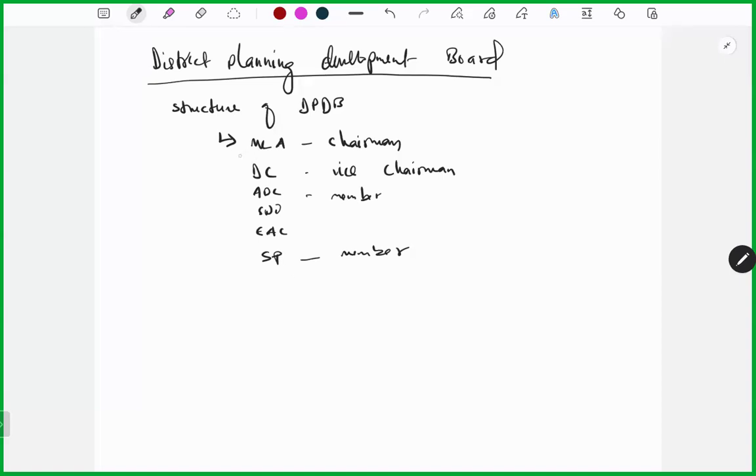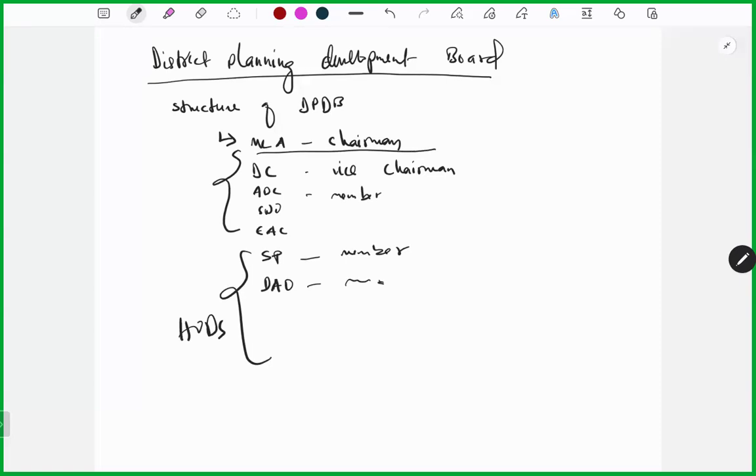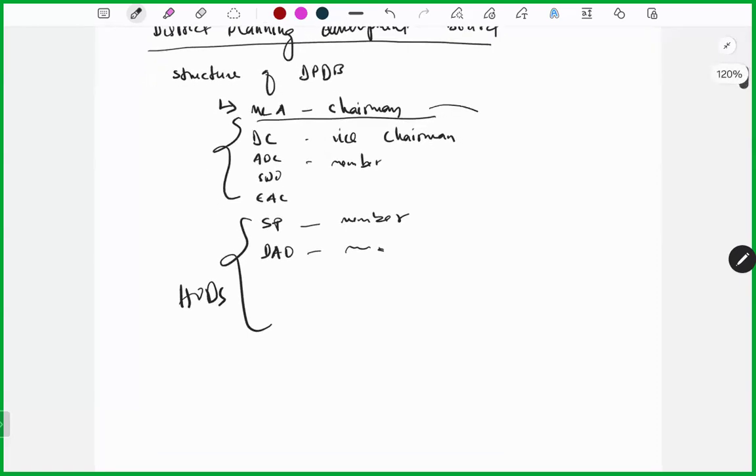But all the administrative officers are part of the DPDB members. The chairman is the MLA, one MLA from the district. Then after the SP, we will have the district agriculture officer as a member. So all the HODs are members of the district planning board.